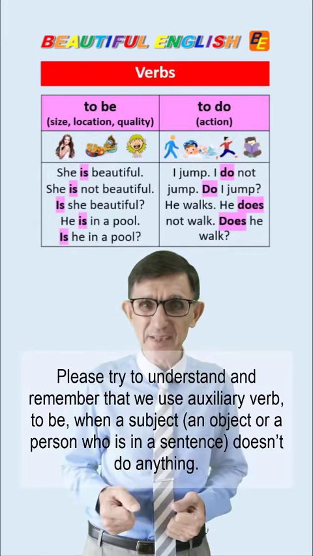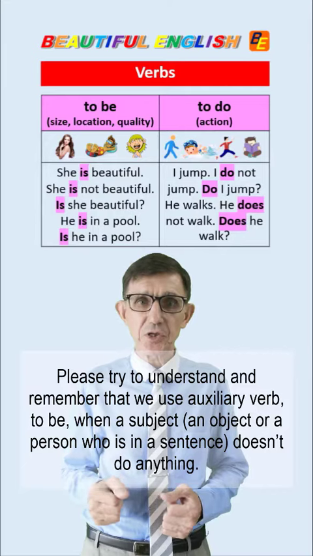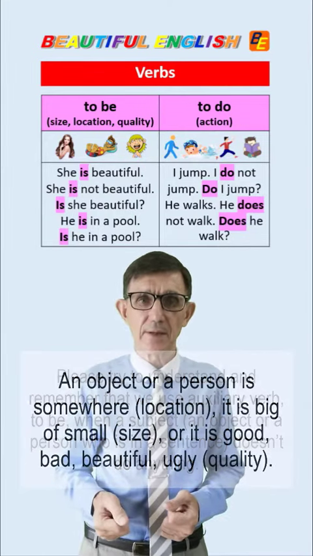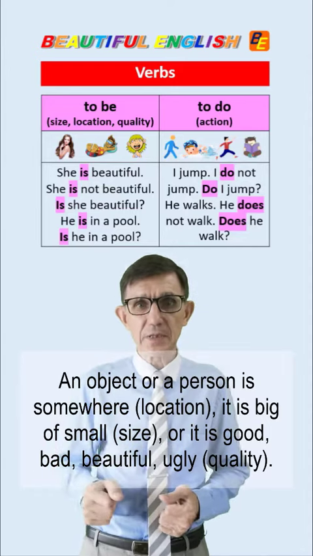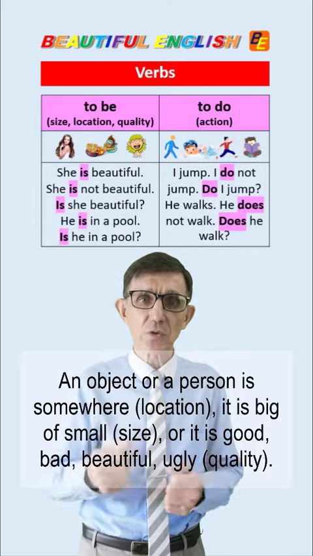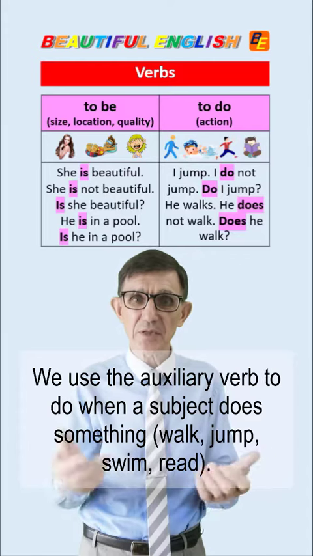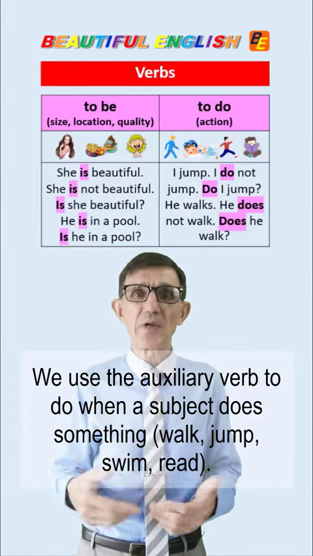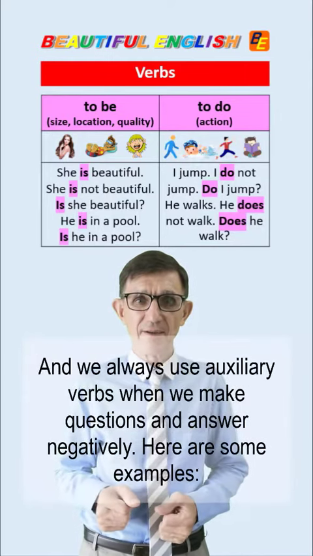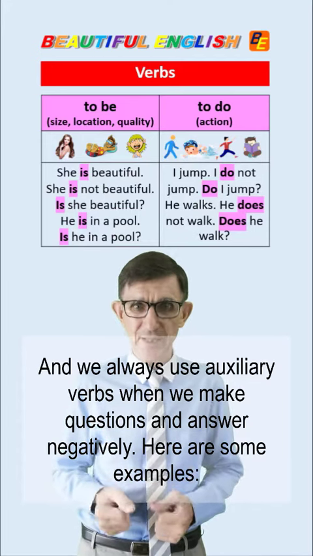Please try to understand and remember that we use the auxiliary verb to be when a subject, an object, or a person who is in a sentence doesn't do anything. An object or a person is somewhere, location; it is big or small, size; or it is good, bad, beautiful, ugly, quality. We use the auxiliary verb to do when a subject does something: walk, jump, swim, read. And we always use auxiliary verbs when we make questions and answer negatively.